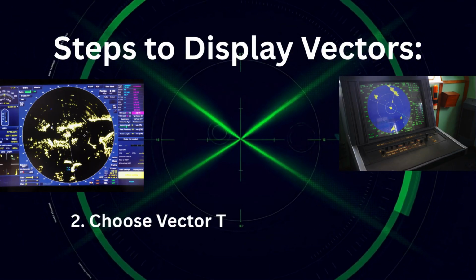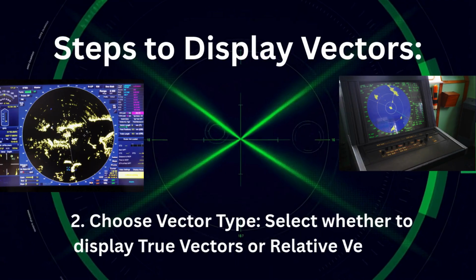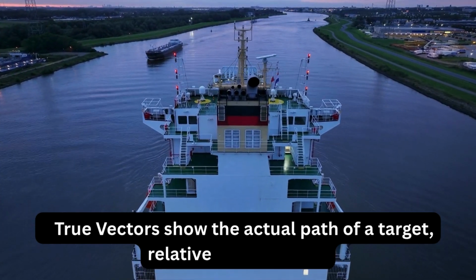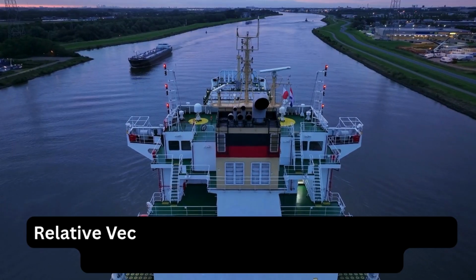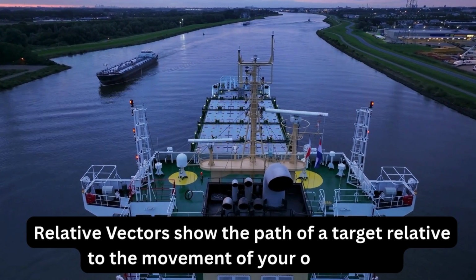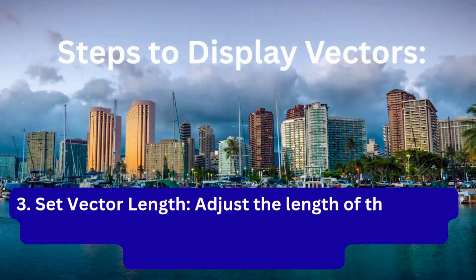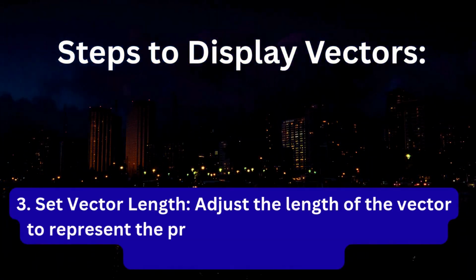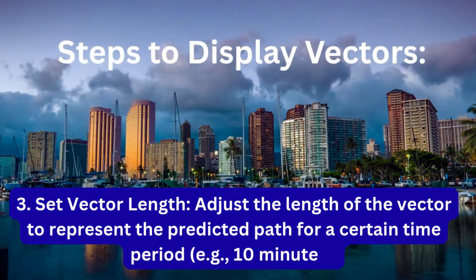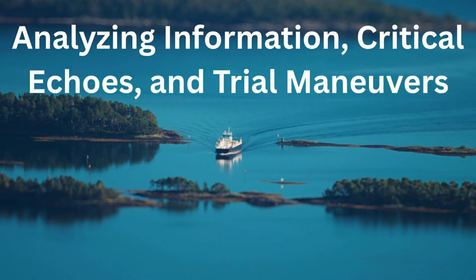2. Choose vector type. Select whether to display true vectors or relative vectors. True vectors show the actual path of a target relative to true north. Relative vectors show the path of a target relative to the movement of your own vessel. 3. Set vector length. Adjust the length of the vector to represent the predicted path for a certain time period, for example, 10 minutes.